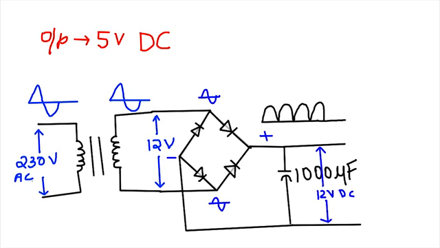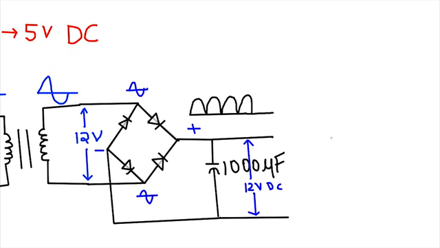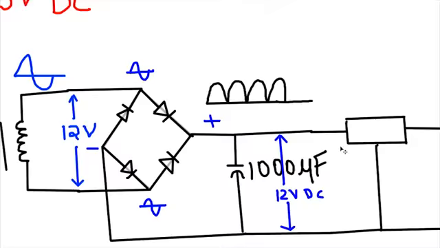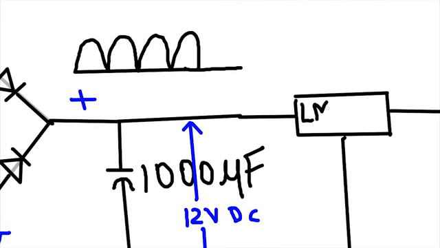We are not done yet. Our aim was to get 5V output. For this we need a voltage regulator placed at this 12V output. Let's use a LM7805 voltage regulator.